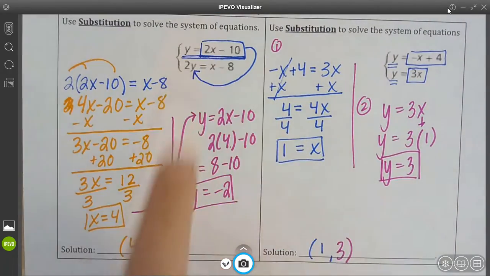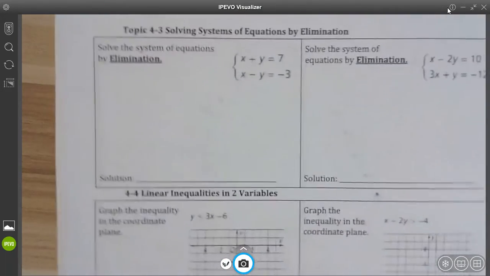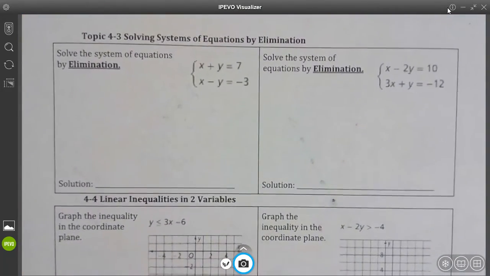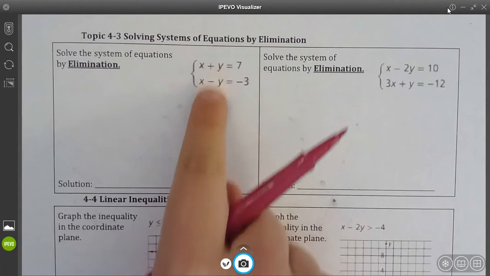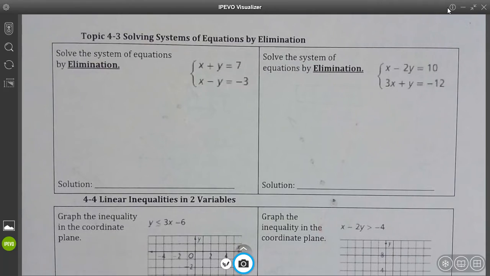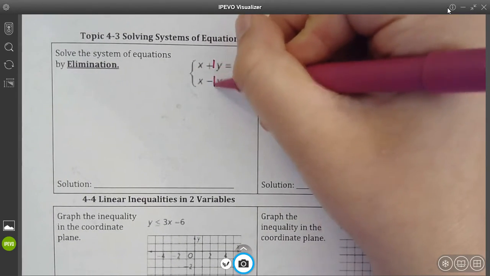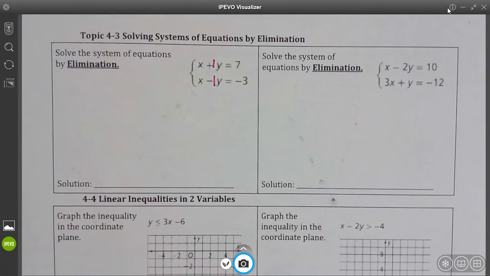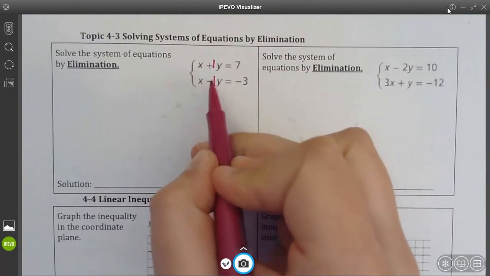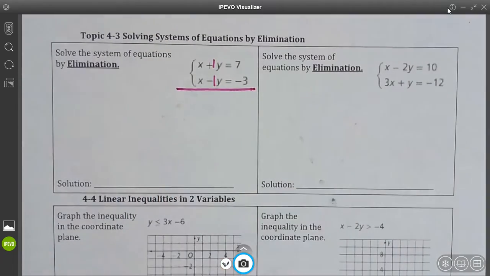So that is graphing and substitution. Another method that we have of solving a system of equations is elimination. Notice here that our equations are written in standard form now, where x and y are on the same side of our equal sign. And if we have things that have matching coefficients but with different signs, notice that this is a plus 1y and a minus 1y. We can use the elimination method to solve.